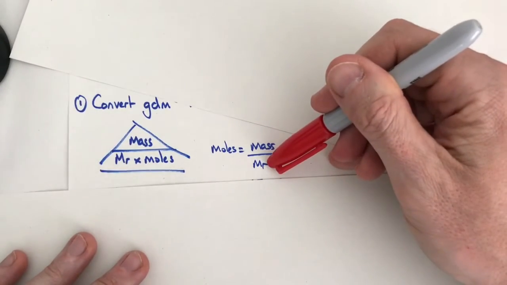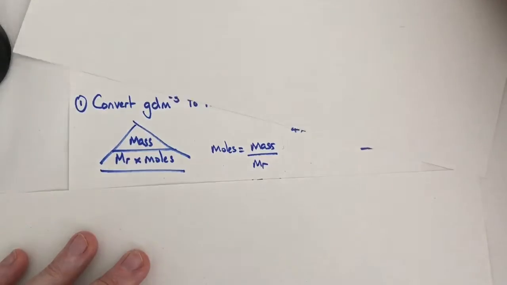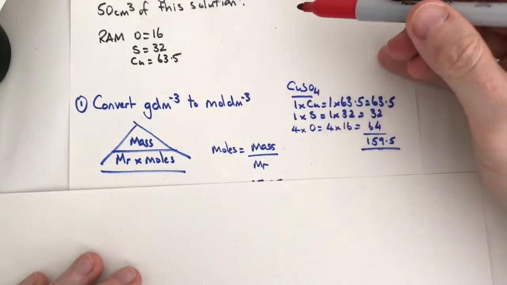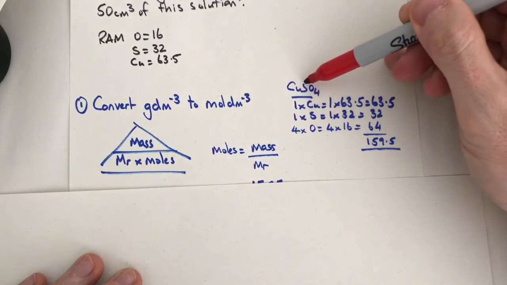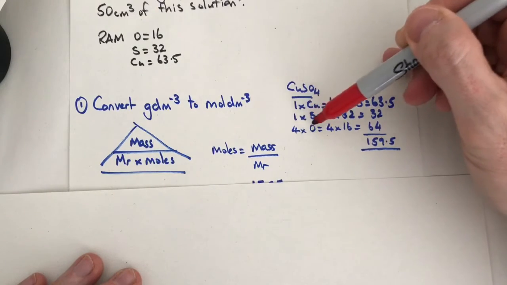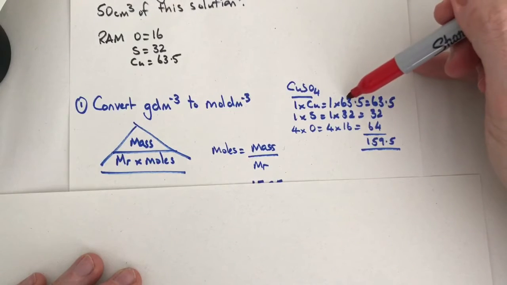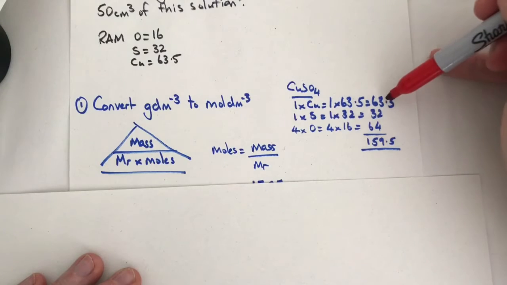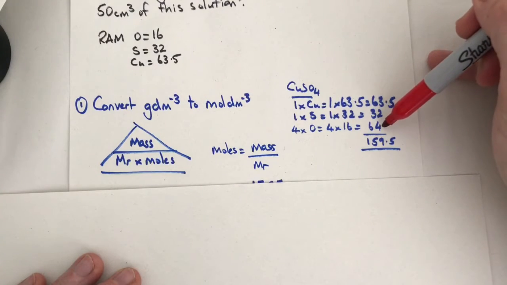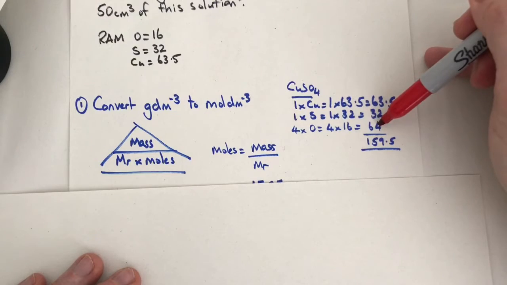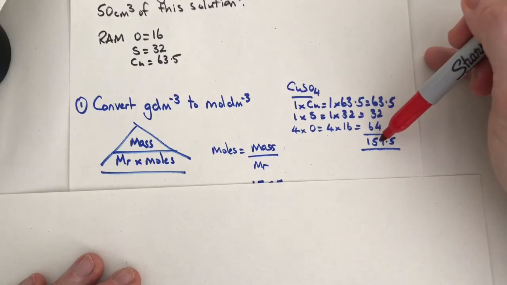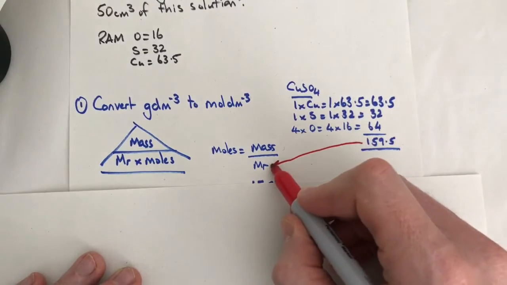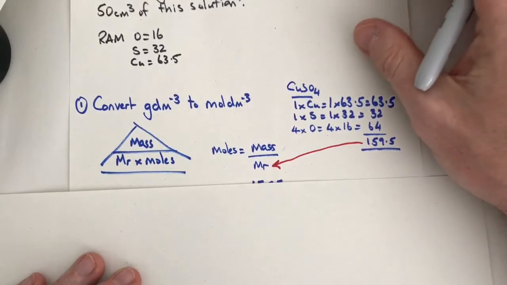This means I've got to find the Mr for copper sulfate. Copper sulfate is CuSO4, which means it contains 1 copper, 1 sulfur, and 4 oxygens. Then I'm putting in the relative atomic masses that were given to me, or I can take those from the periodic table. So 4 times 16, for example, is 64. Add them all up, and it gives me a total of 159.5. So that value is then going to become the Mr in this equation.